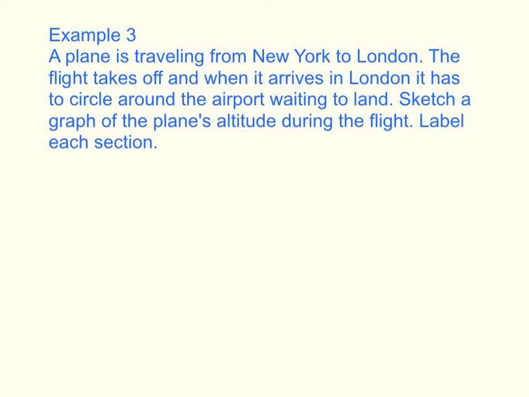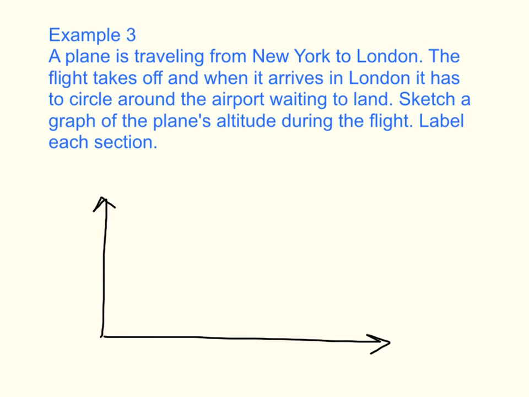Example number 3. A plane is traveling from New York to London. The flight takes off, and when it arrives in London, it has to circle around the airport waiting to land. Sketch a graph of the plane's altitude during the flight. Label each section. So I want you to do this yourself. Just make your own graph.